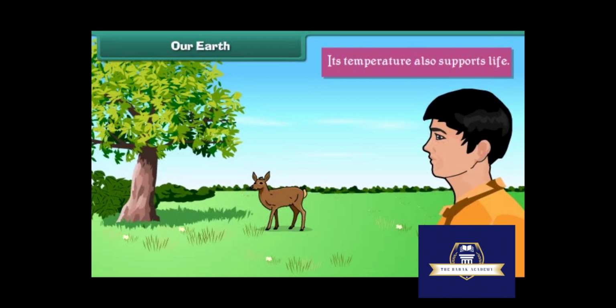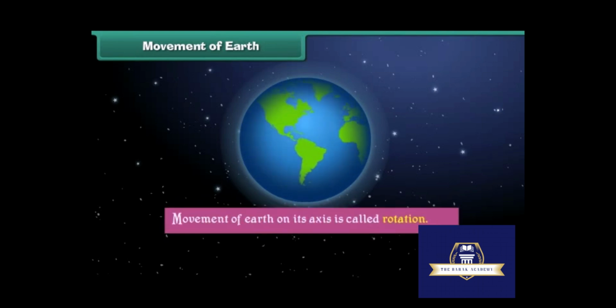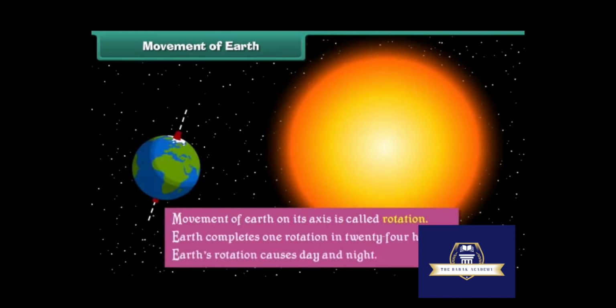Movement of Earth. Earth shows two types of movement. Movement of Earth on its axis is called rotation. Earth completes one rotation in 24 hours. Earth's rotation causes day and night.